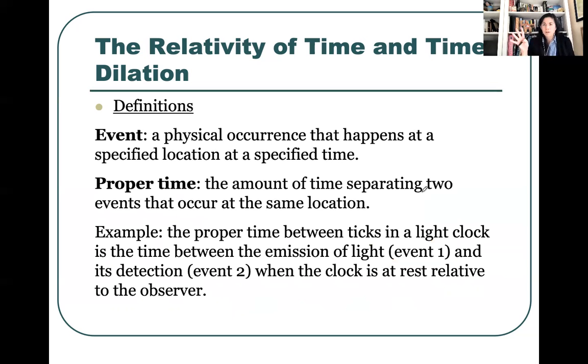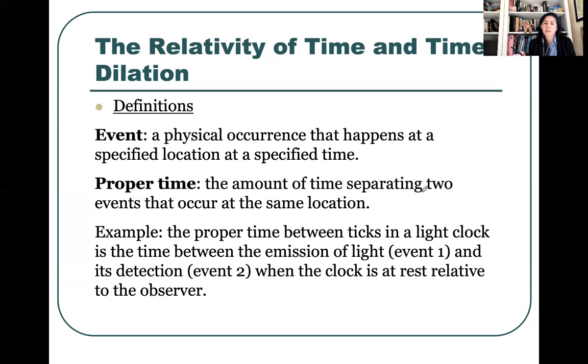so we're going to have to use some definitions here because now our definition of time is going to be a little bit different, right? What we're going to call an event is a physical occurrence that happens at a specified location at a specified time. So that's what we're going to call an event. And what we're going to define to be the proper time is the amount of time separating two events that occur at the same location.